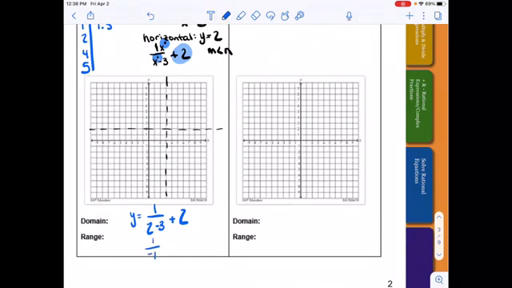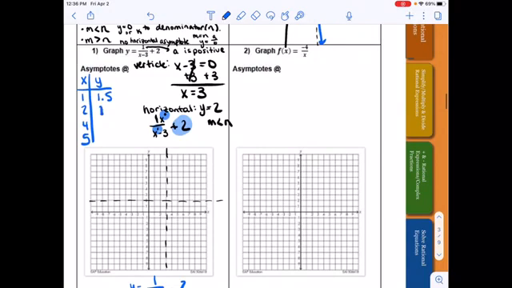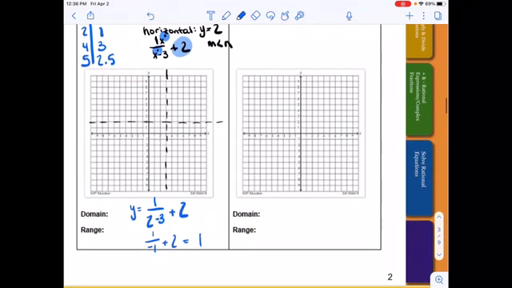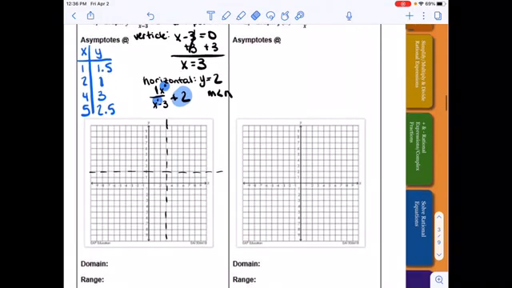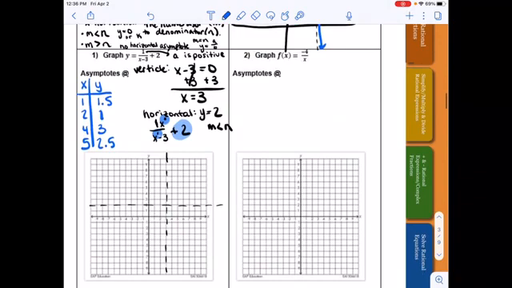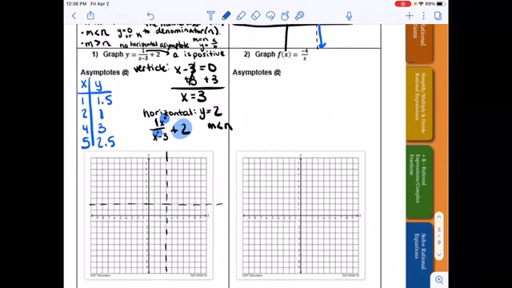So 1 over negative 1 plus 2 is equal to 1. And then you can keep trying those if you'd like. When you plug in 4, you get 3 for y, and when you plug in 5, you get 2.5. Okay? Now, I'm going to plot these points just to make sure where I thought it would be is good.